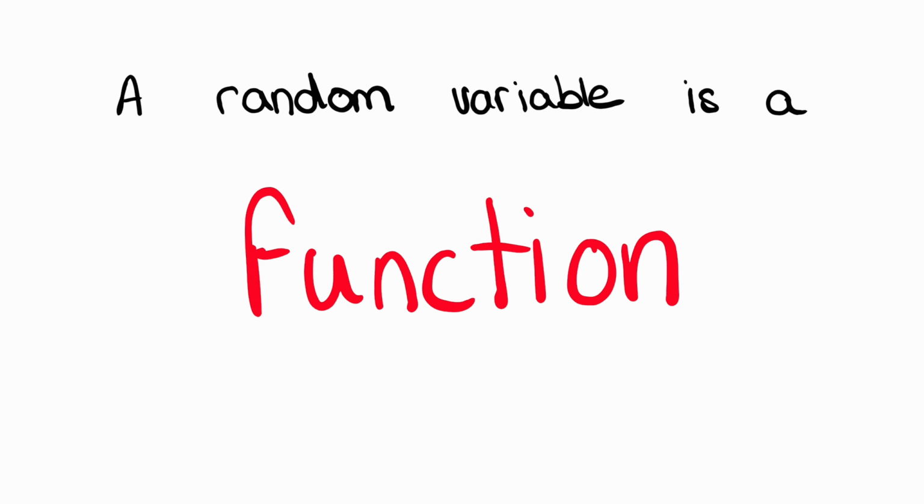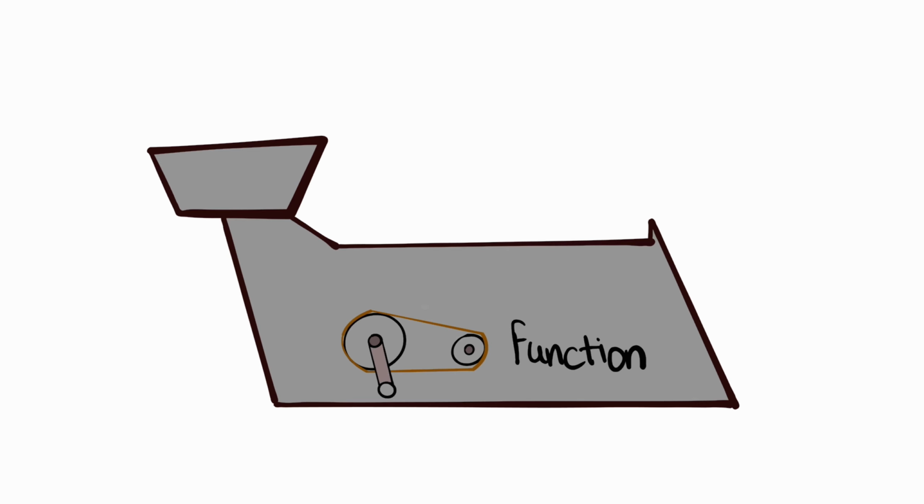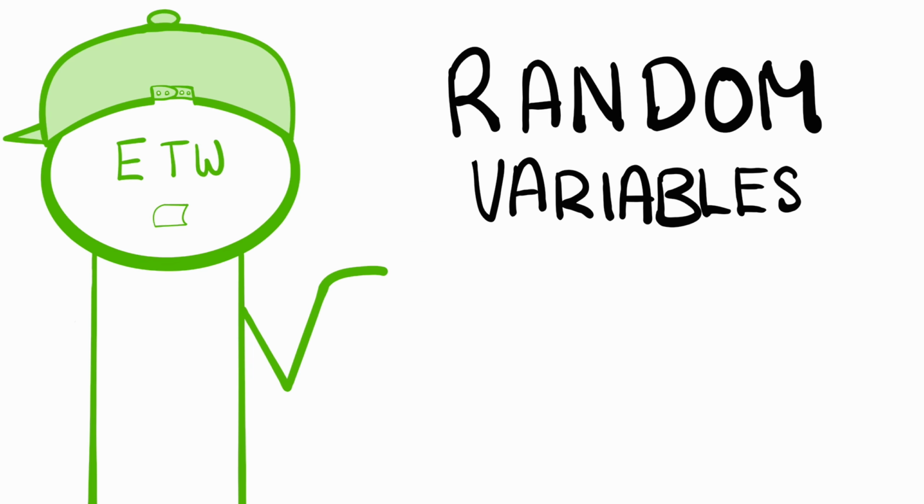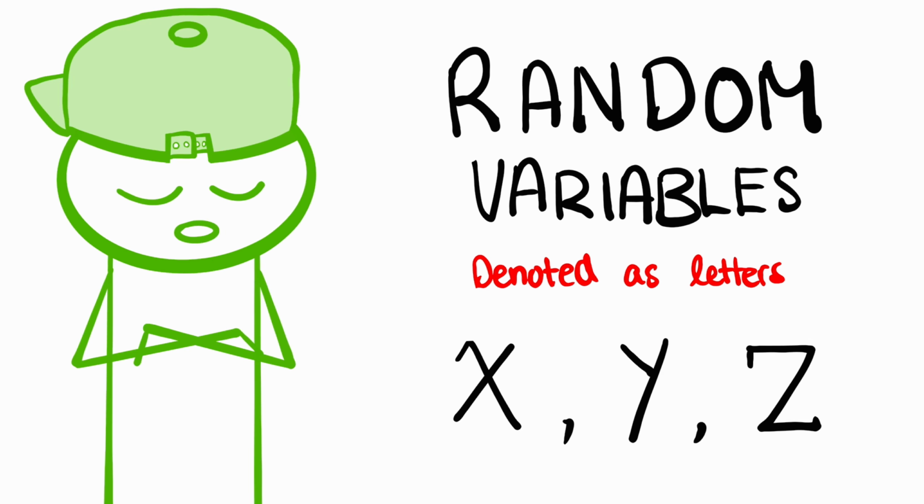A random variable is a function. What is a function, you may ask? It's a machine that takes an input and spits out an output. In statistics, we refer to these machines as random variables, and we denote them by letters. Most commonly, we use X, Y, or Z.